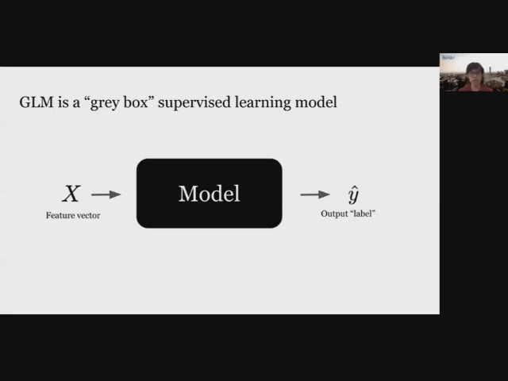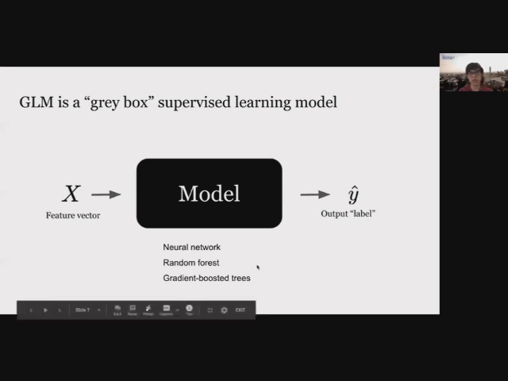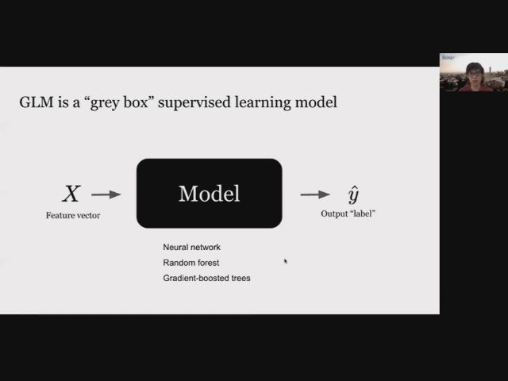Right, so if you took a machine learning course, you would probably have learned about various types of so-called black box models like neural networks, random forests, and gradient boosted trees. The reason we call these black box models is that it's hard to really understand what's going on inside them, right? We just run sklearn, we write sklearn.fit, and boom, the model is fit, and then we can get predictions.